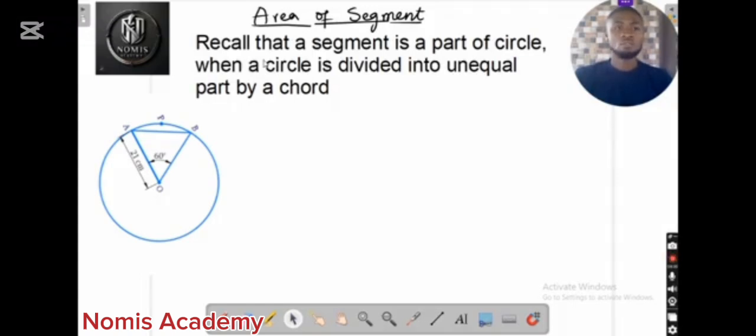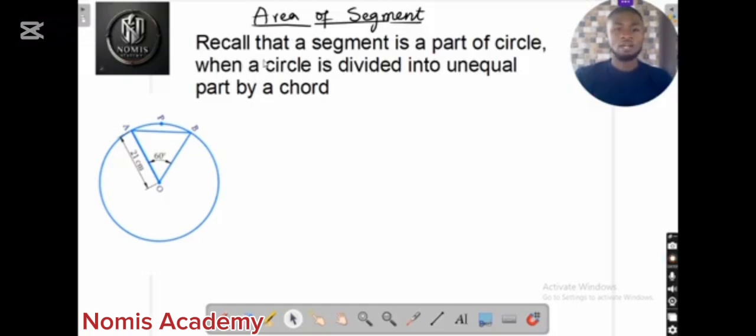So from the previous video, if you've watched, it tells that when a chord divides a circle into two unequal parts, we have segments, whereby the bigger part is the major segment while the smaller part is the minor segment.